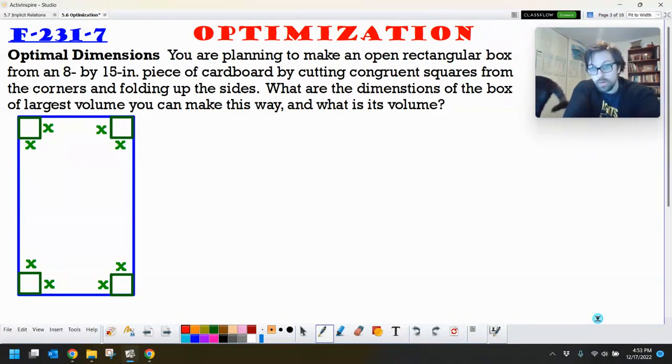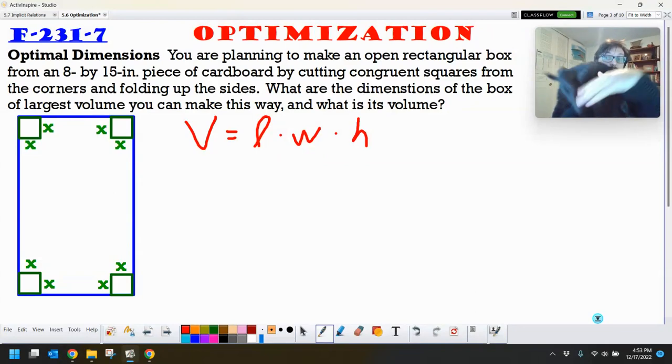I've got my drawing already, and now I've got to get my equation. So volume equals length times our width times our height. But that is like 3 separate variables, and I don't like that. I want to try to get it so we just have one of those variables. We need to turn that length, that width, and that height all to be the same thing.